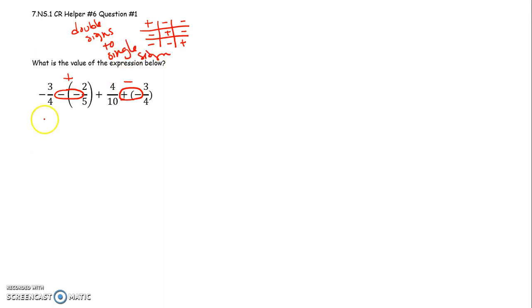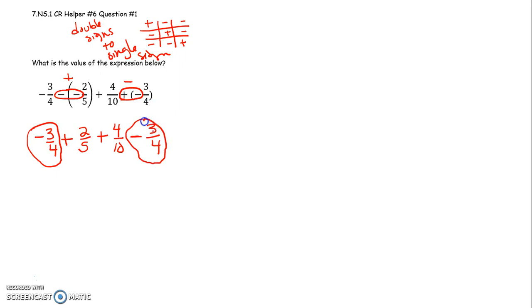So that's what I'm going to do. I keep my -3/4. Minus a negative becomes plus. Then I have my 2/5. I keep my plus, 4/10. Plus a negative becomes minus 3/4. Lots of ways to go about this, but I'm going to choose to combine my negatives together. So I have a -3/4, a -3/4. So off to my side, I'll do a little scrap.